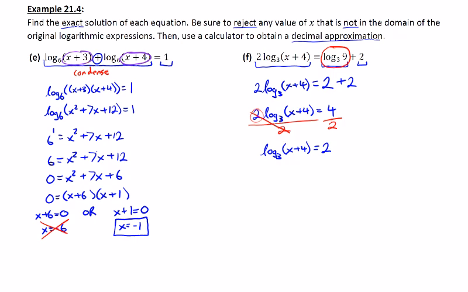Now I can use the definition for log exponent equivalency, and this is going to read 3 to the second power is equal to x plus 4. So therefore 9 is equal to x plus 4, giving us that x is equal to 5. And substituting that into the original equation, back up here where you have the x plus 4 argument, presents no problem. So we'll box this in as our only solution.